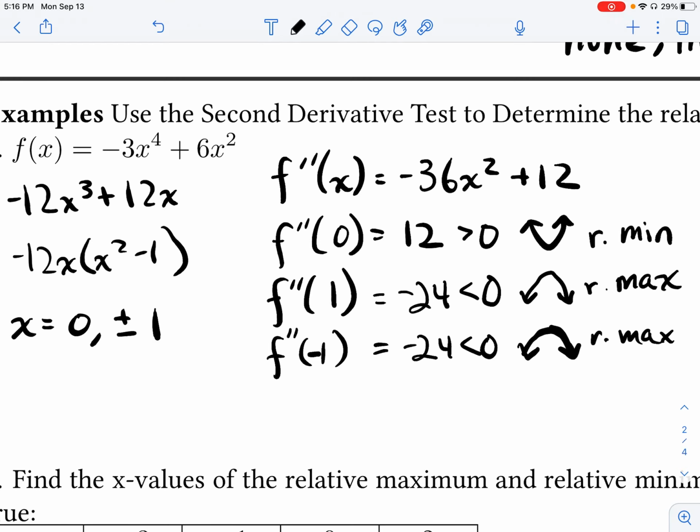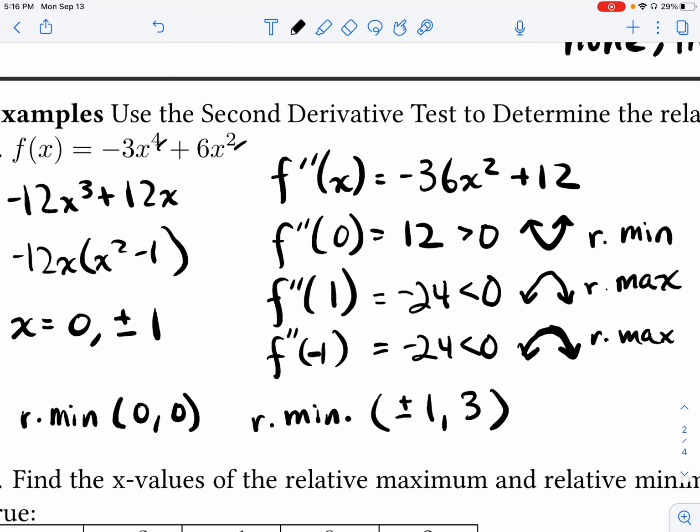So we can use the second derivative to find our extrema. Our relative minimum is going to occur at 0, and I plug 0 into my original function. f evaluated at 0 is just 0. My relative maximum is going to be this function evaluated at negative 1 and positive 1. And I think in both cases, since my degrees are even, I'm going to get positive 3 as a result. So we can just write this.